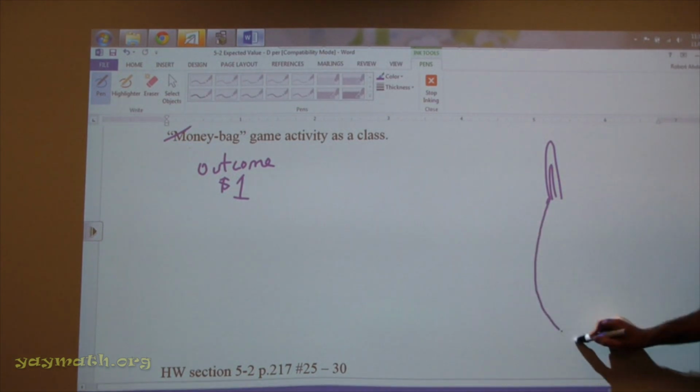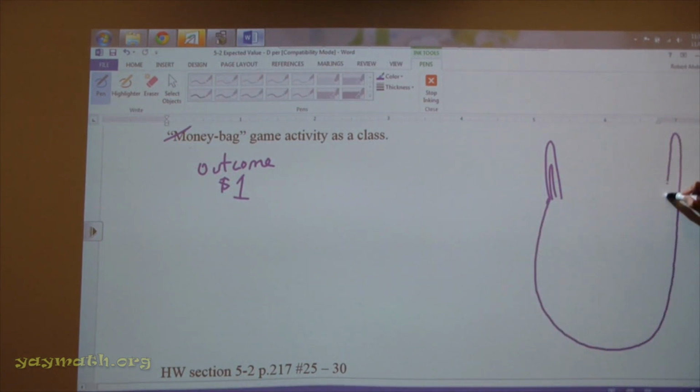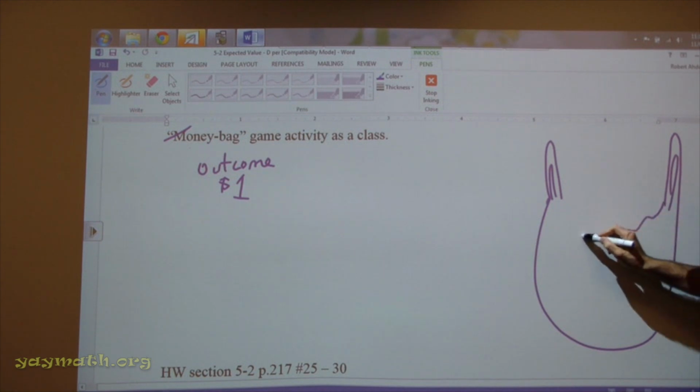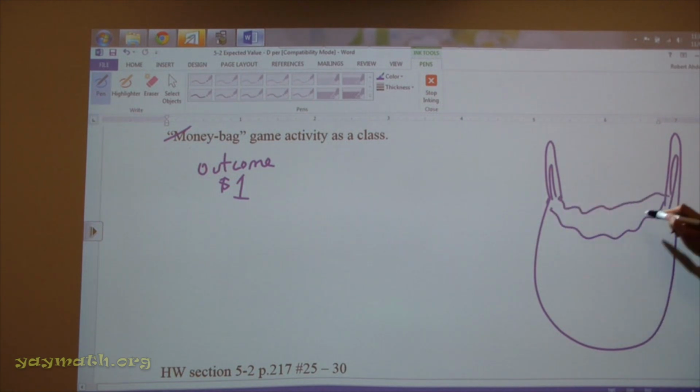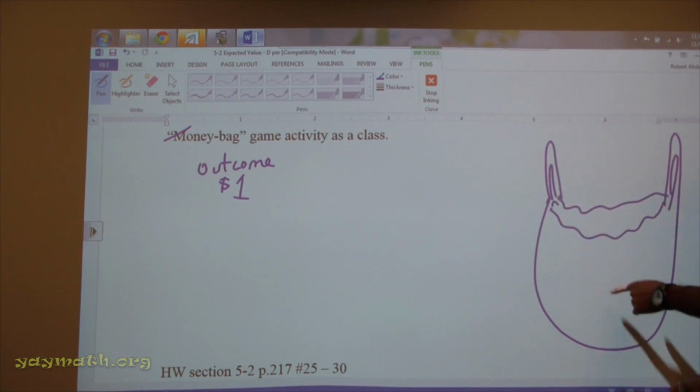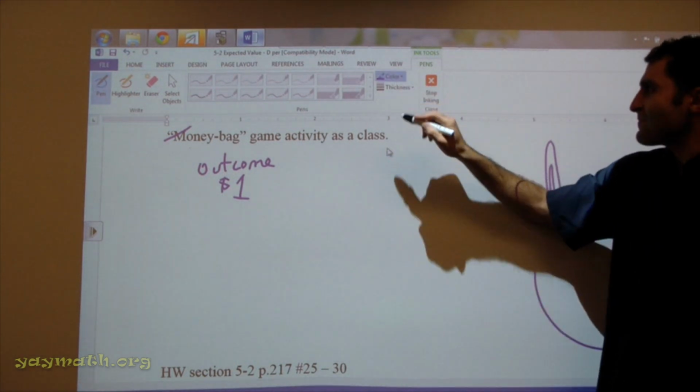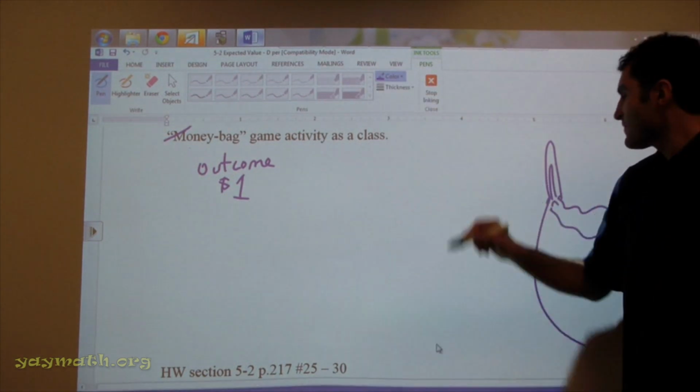Think of it like a bag. This is a strange little shopping bag. Looks like a bunny. I know it does. That's a good bag. Thank you. I went to bag school.